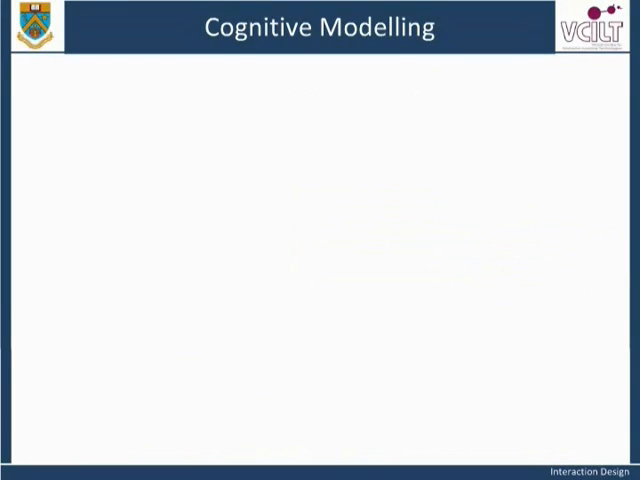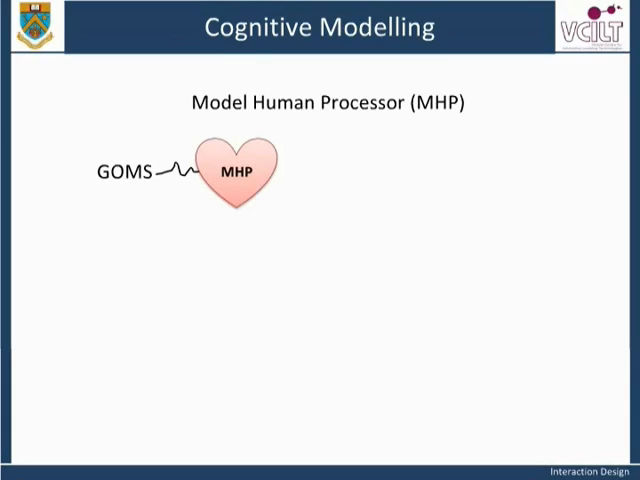Now let's move on to the Model Human Processor. The central part of GOMS is the Model Human Processor, MHP. This is a simplified view of the psychological processes involved in human cognition, which can be used to make approximate predictions of user behavior. Even though it is based on psychological evidence, the motivation for the MHP is that it should be usable by non-psychologists, for example designers and evaluators.